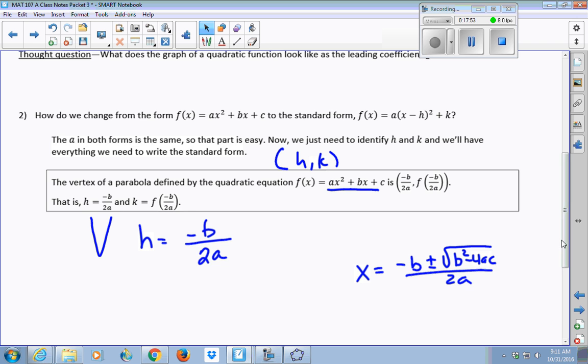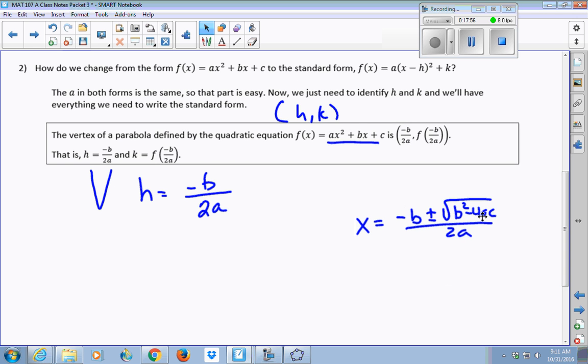But remember, this denominator 2a belongs to both of the terms in the numerator, so it could be written like this, where the denominator says, okay, I'm going to separate you two terms at the top, and I'm going to attach myself to each one of you. So notice, this supposedly is the x value of the vertex for your new function. So what does that tell us?